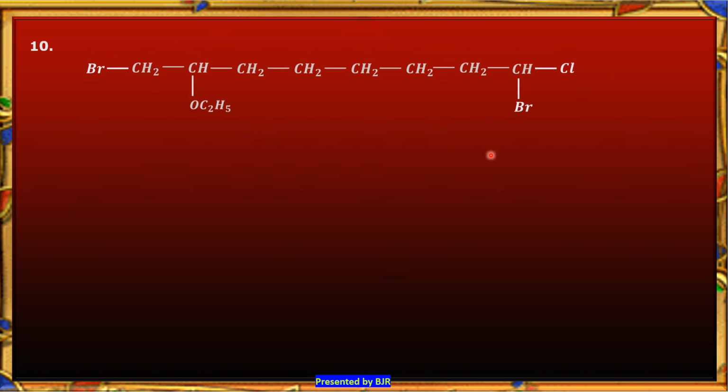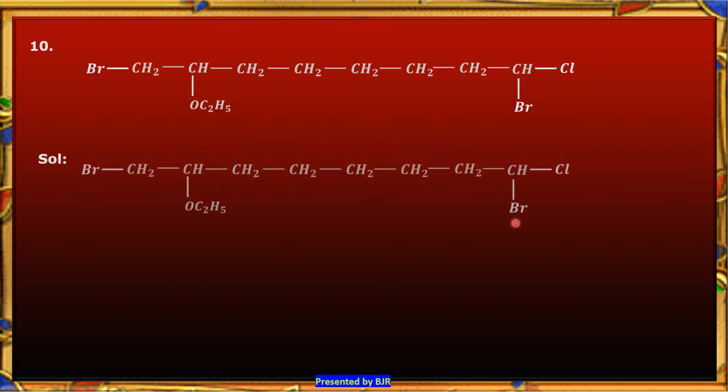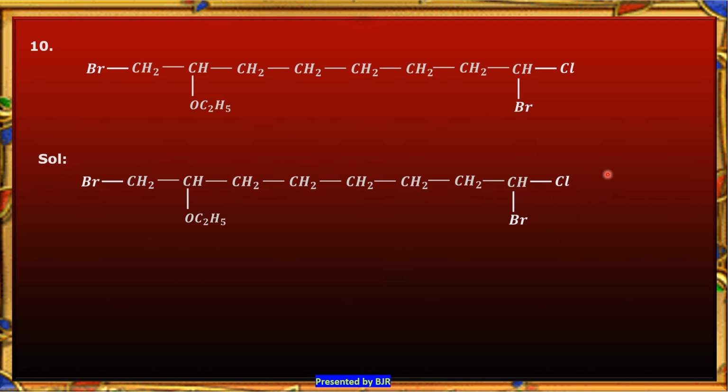And the last problem, that is problem number 10 in this video, is this one. Okay, solution. This is the given alkane. Okay, nothing but it is haloalkane. Why? Because chlorine and bromine atoms are there as substituents, and this is the longest chain of carbon atoms. Let us do the numbering from left to right and from right to left also. Later we will check which one is the correct one.